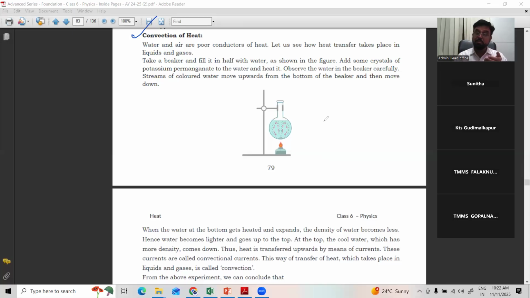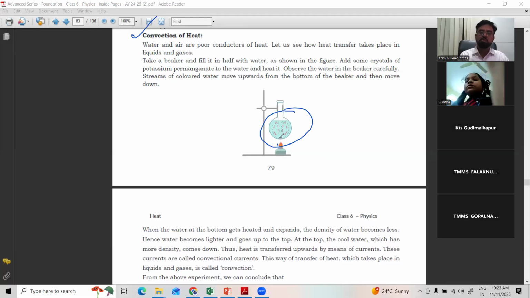So what is happening here? Particles are moving, not like solids. If you see in the vessel, when you are heating, you can see the formation of bubbles like this. All the bubbles will come to the surface, and the water from the surface will go down. All the particles move and change their position. And finally they become hot.